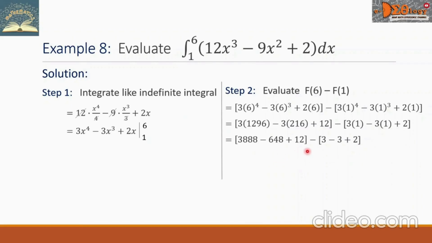We simplify the first group as 3252 minus the second group is 2. So the difference, 3252 minus 2 is 3250. This is the final answer.